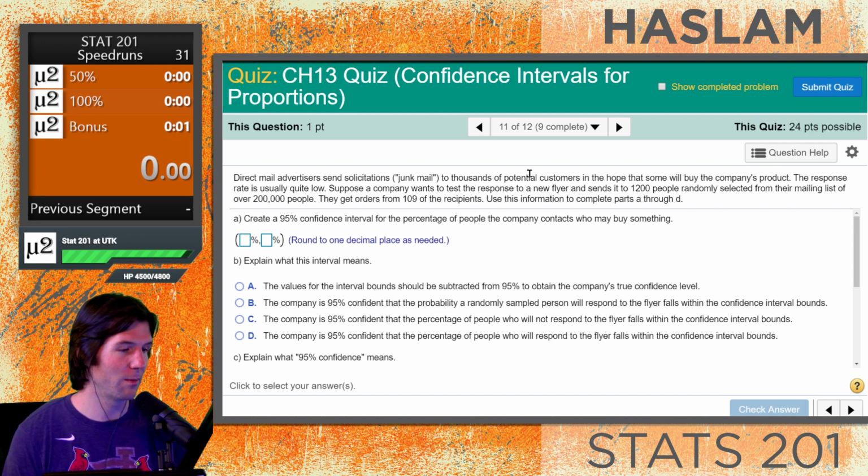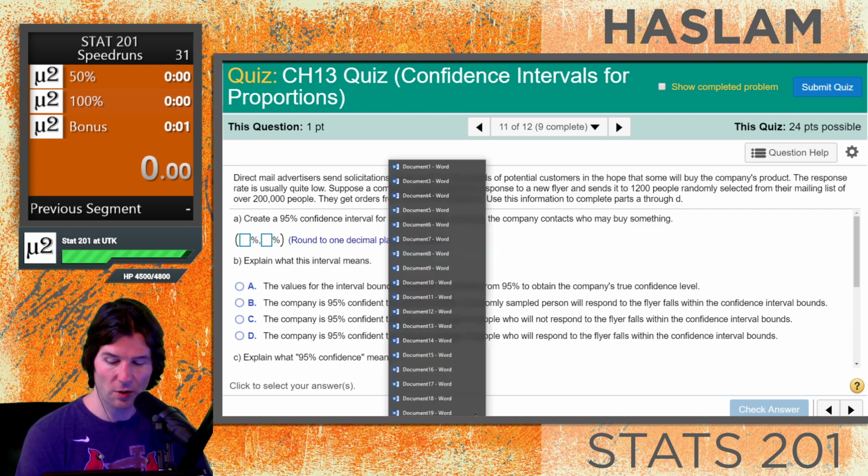So who knows one of the numbers? Don't worry if you're wrong. I'll give you 100 points even if you're wrong. Anyone know any of the numbers? Great job, Josh. You are right. The 200,000 is the population size, which we're not going to use. So 200,000 is not used for this problem. That's where people get tricked.